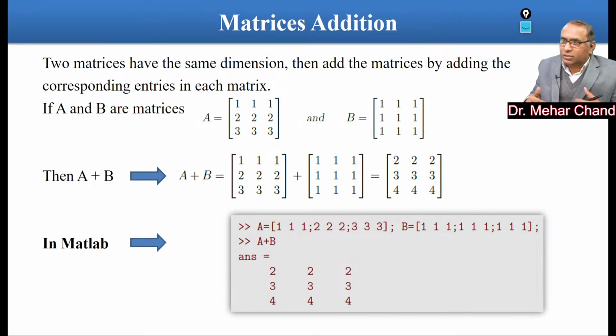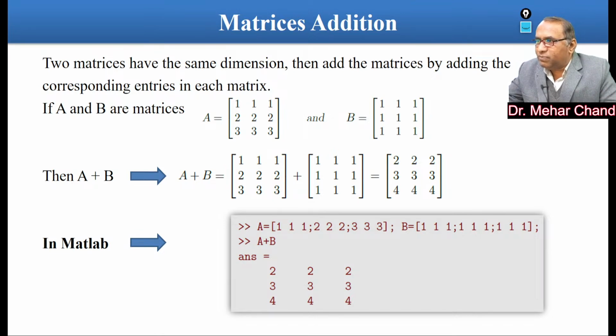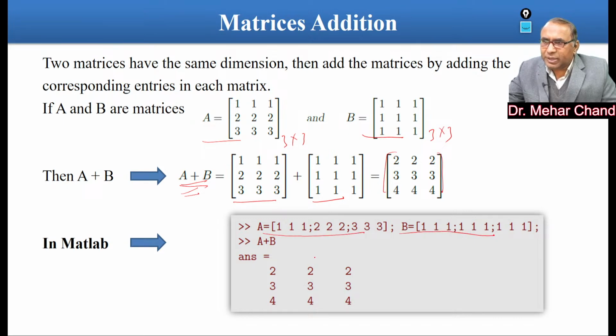For addition and subtraction, the order of both matrices must be equal. So you can see here is the A matrix, here is the B matrix, and the order of this matrix is 3 by 3 and this is also 3 by 3. So when you do A plus B, the returned value is this matrix. Similarly, in MATLAB, A is equal to this matrix, B is equal to this matrix, and when you apply this A plus B operation, this will return the corresponding new matrix.